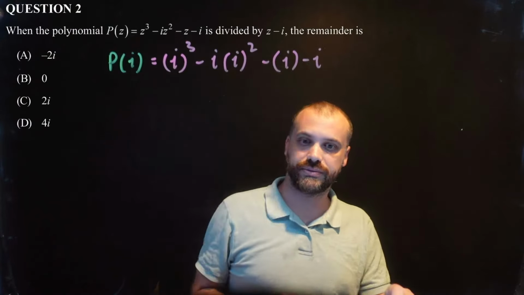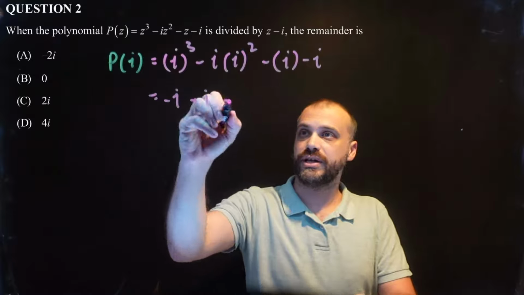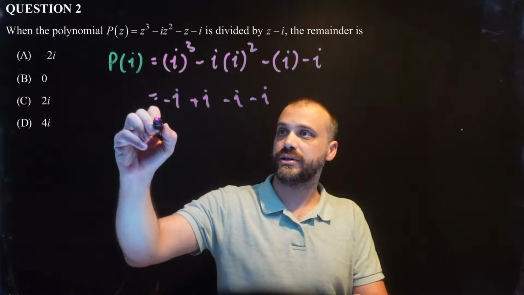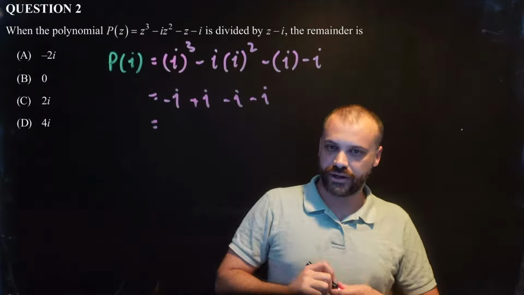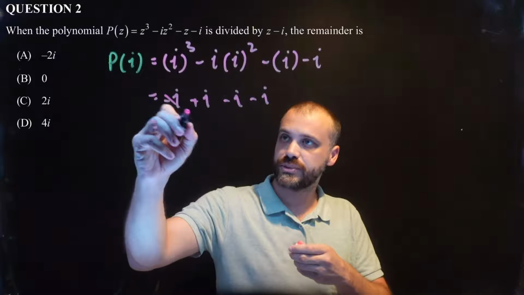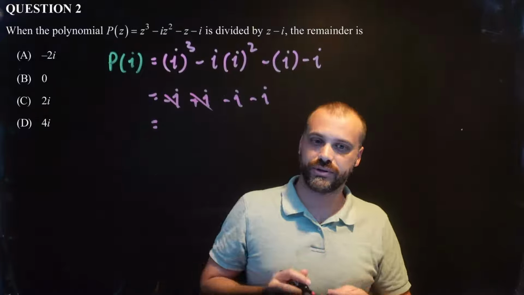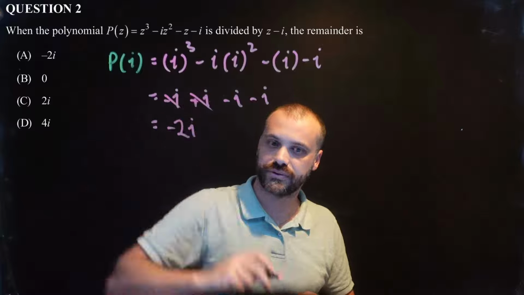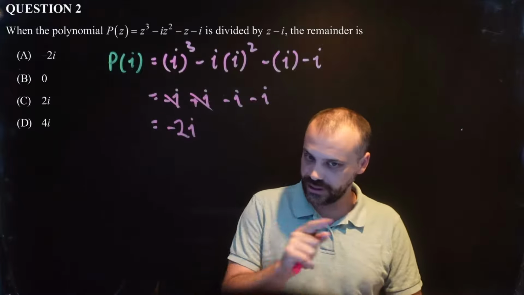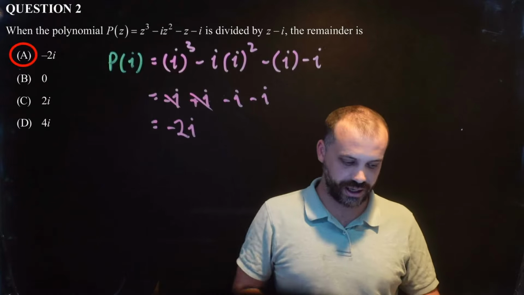Okay, so I've just subbed it all in there. What's i cubed? That's negative i. Now, i squared is negative 1. So negative 1 times negative i is just positive i. And then I have negative i, and then I have negative i. All right, negative i, positive i, those ones cancel out. I'm left with 2 of these, negative 2i. I believe the answer is A.